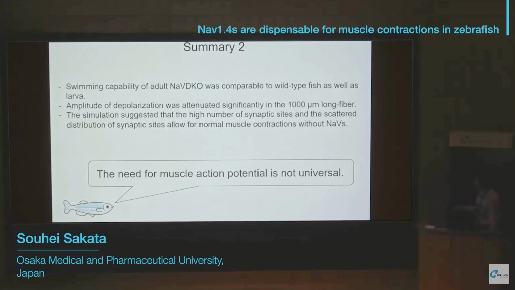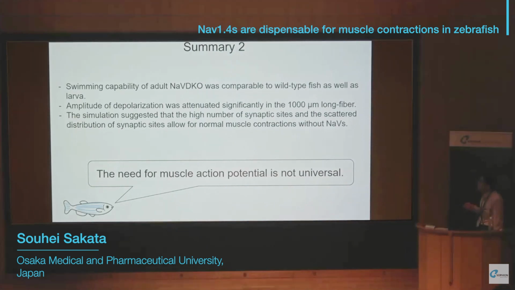To summarize the second part of my talk, the swimming capability of adult knockout fish was comparable to wild-type fish, as well as larvae. The amplitude of depolarization was attenuated significantly in 100 micrometer long fibers, meaning in adult fibers. The simulation suggests that a high number of synaptic sites in a scattered distribution allow for normal contraction without sodium channel Nav1.4. The need for muscle action potential is not universal, is the message from the zebrafish.